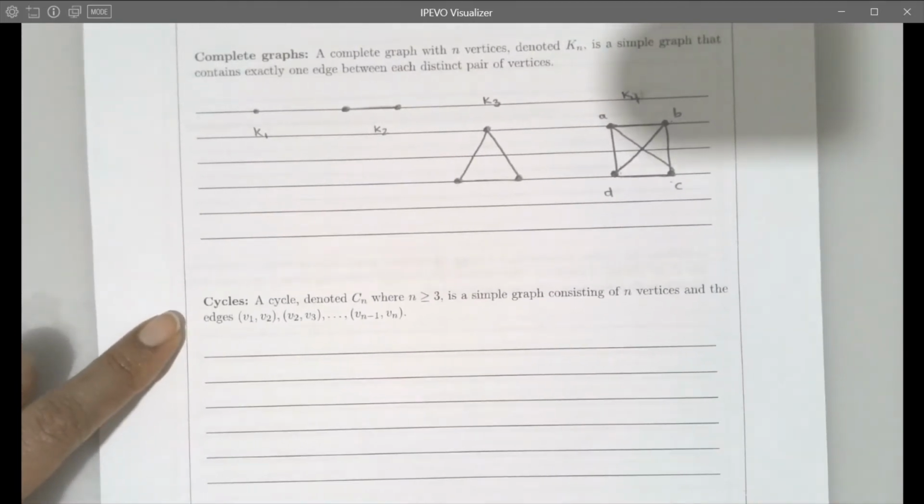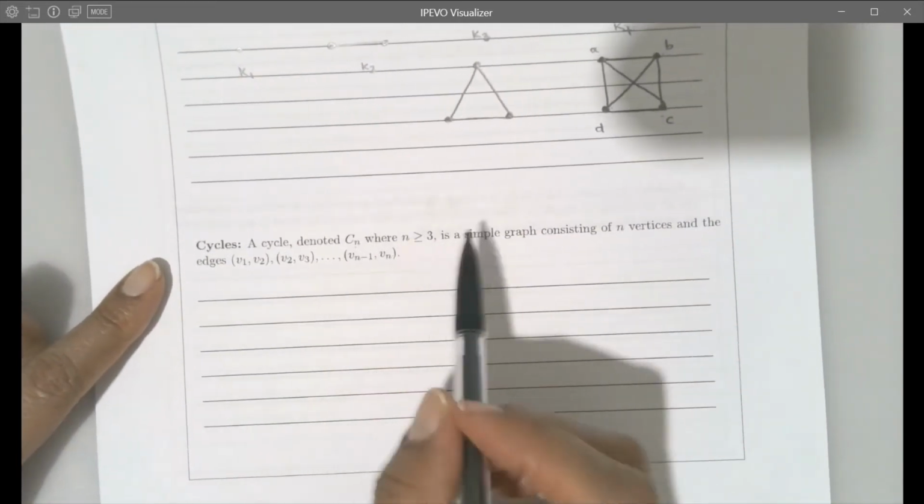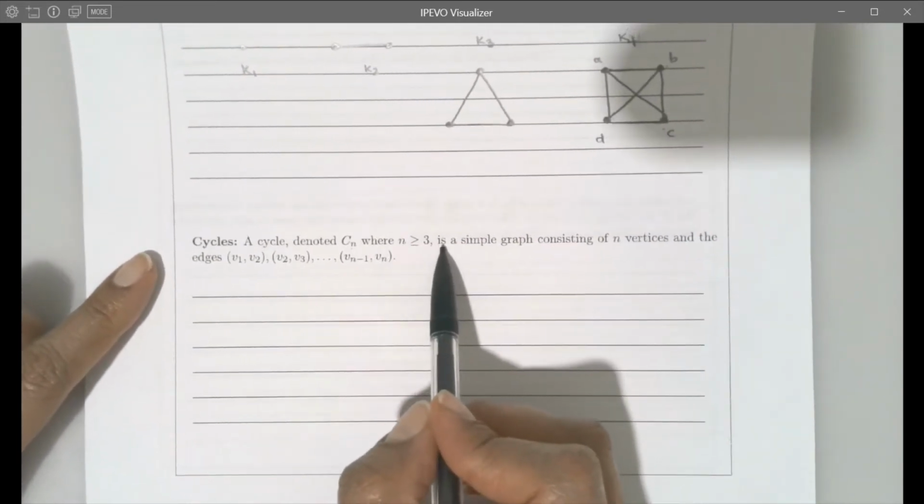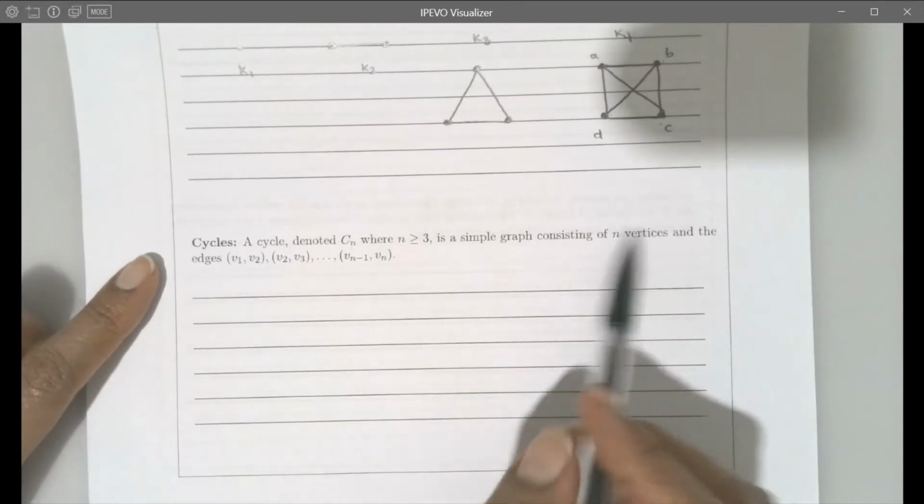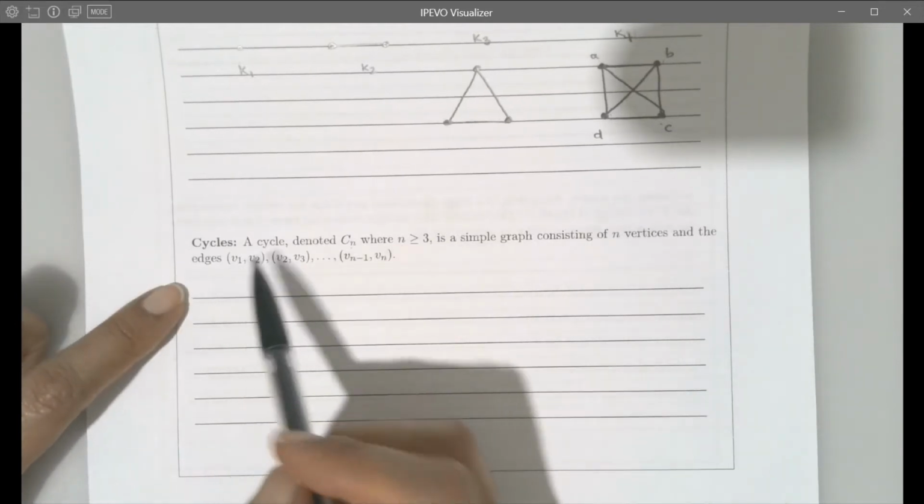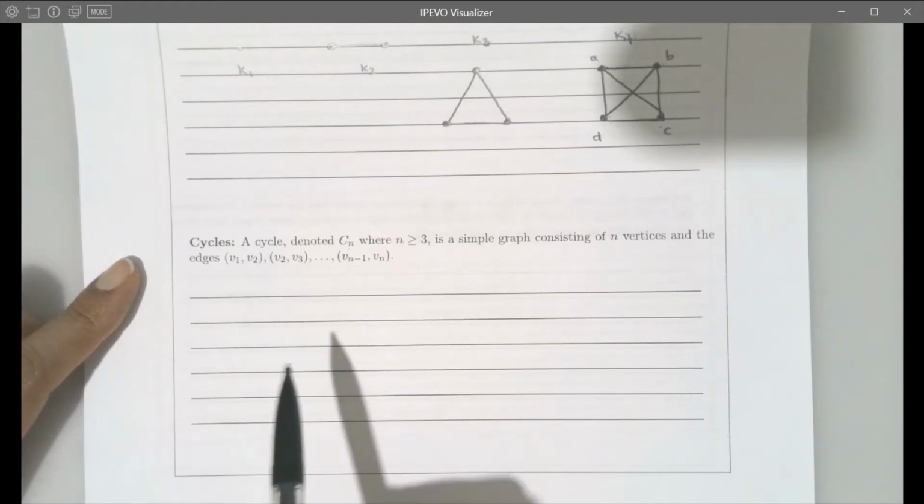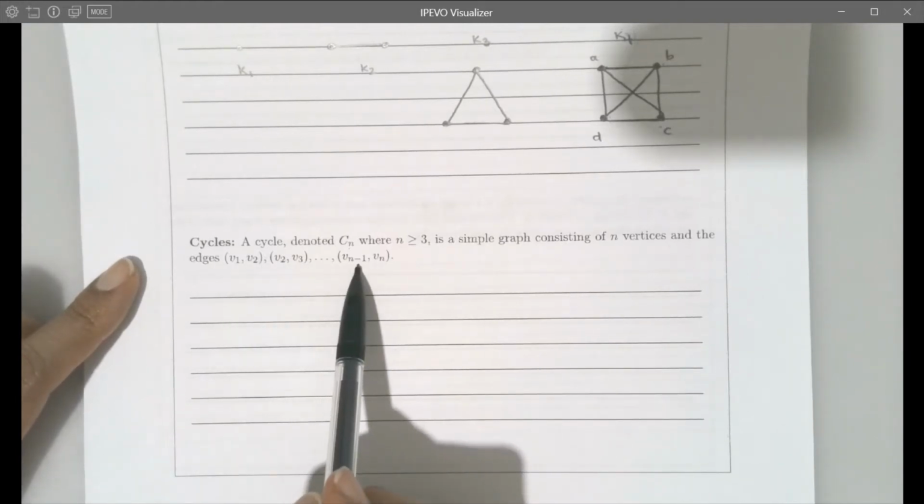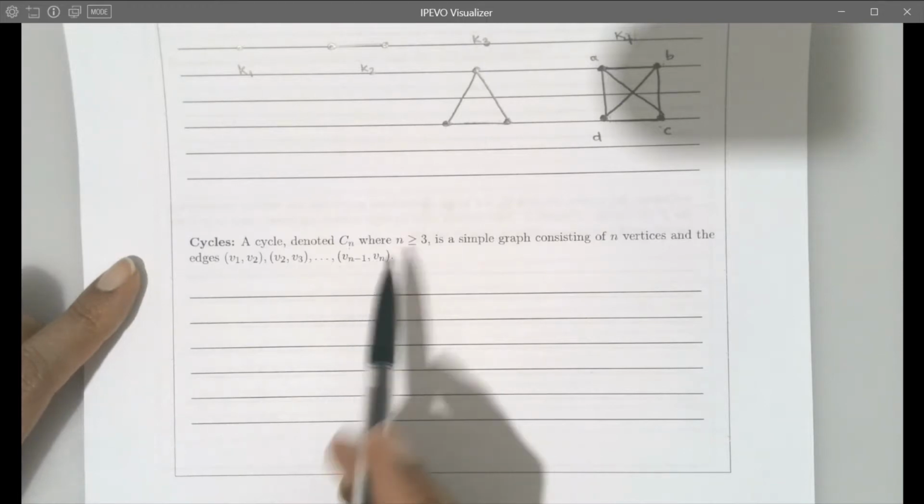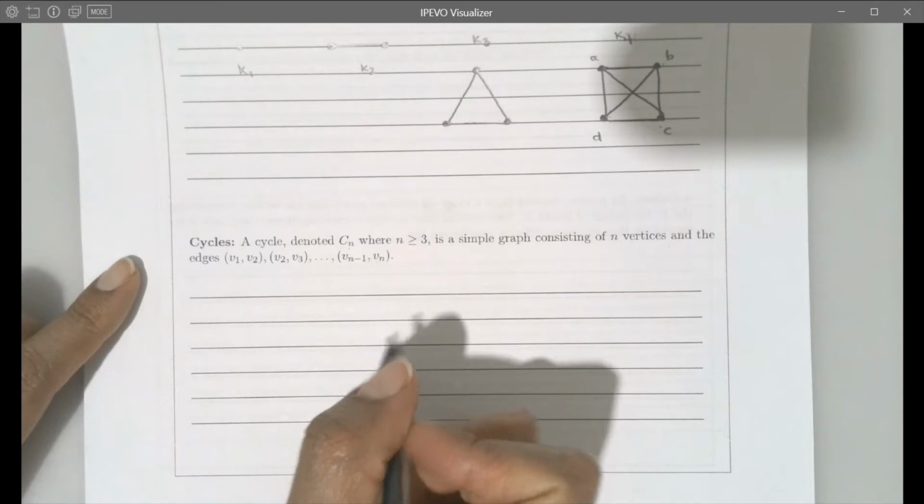Let's take a look at cycles now. A cycle, which is denoted as C sub n for n greater than or equal to 3, is a simple graph that consists of n vertices and the edges v1 with v2, v2 with v3, all the way down to v sub n minus 1 with vn. And we'll draw a few of these.